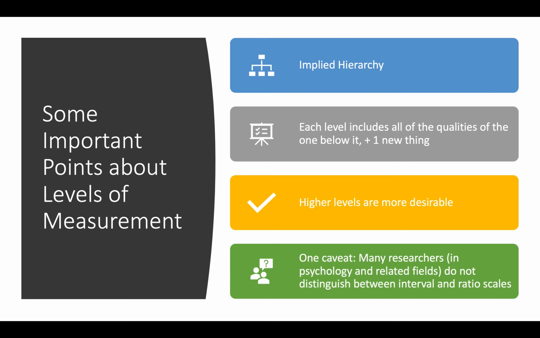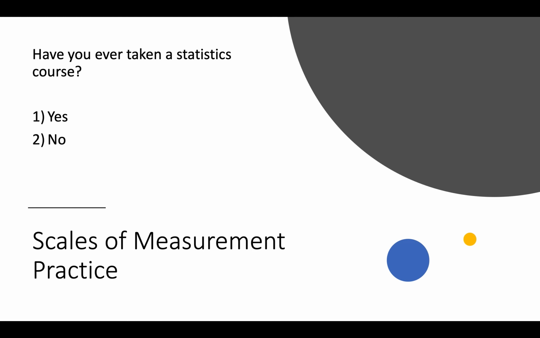All right, so now we're going to do some simple practice with these just to kind of get you a little bit more familiar with the scales and properties of measurement. So have you ever taken a statistics course, right? What type of scale of measurement is this? Well, it's nominal. And what properties does it have? Identity. And that's it.